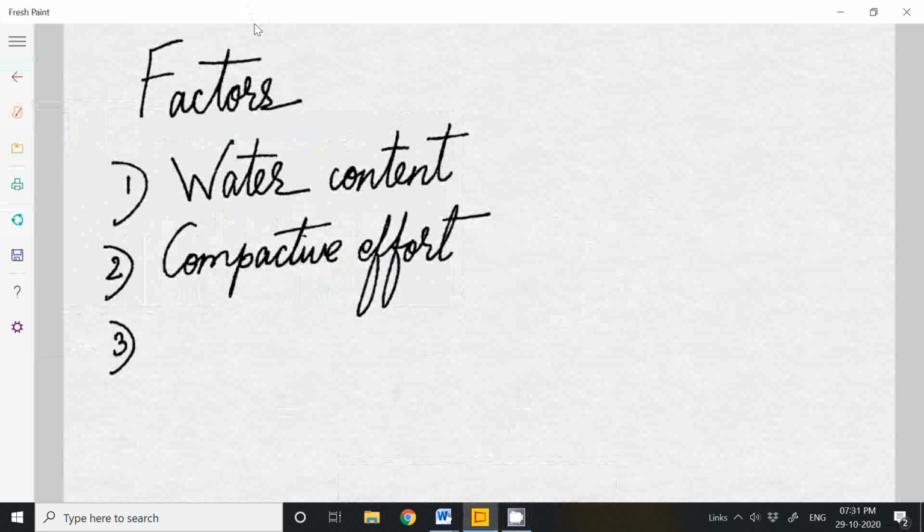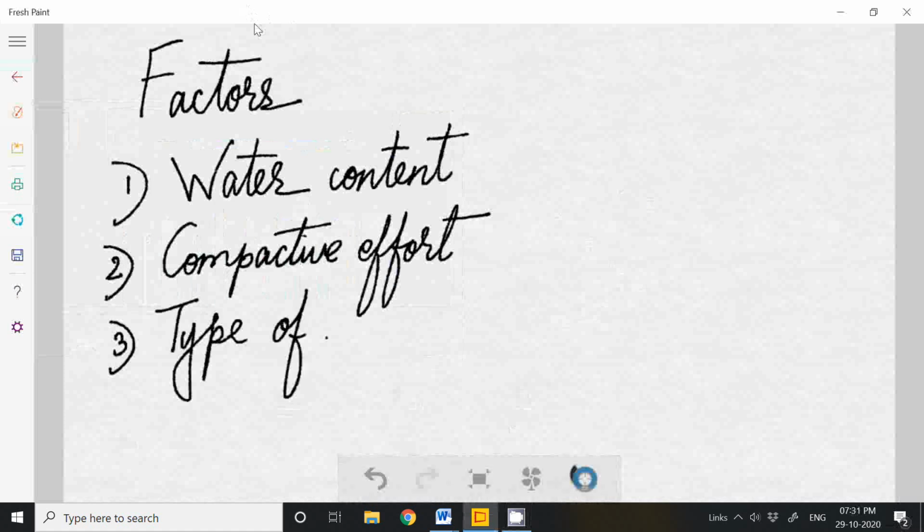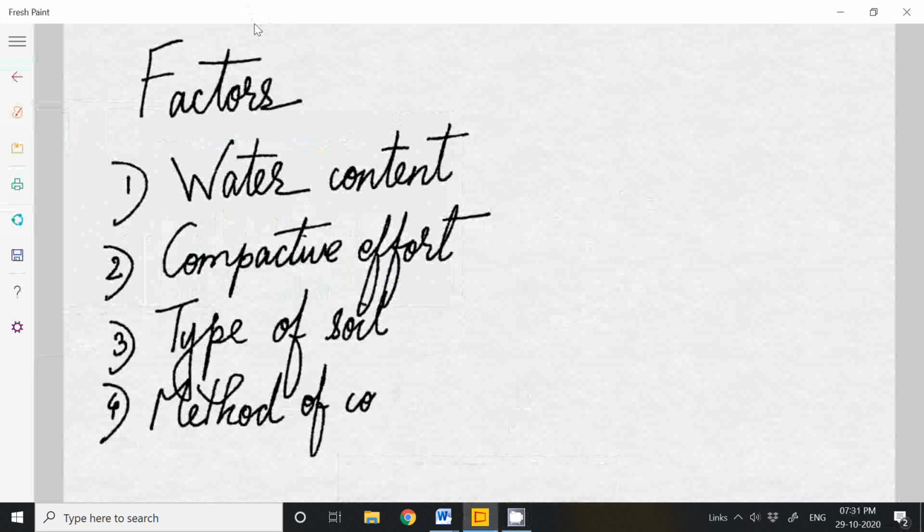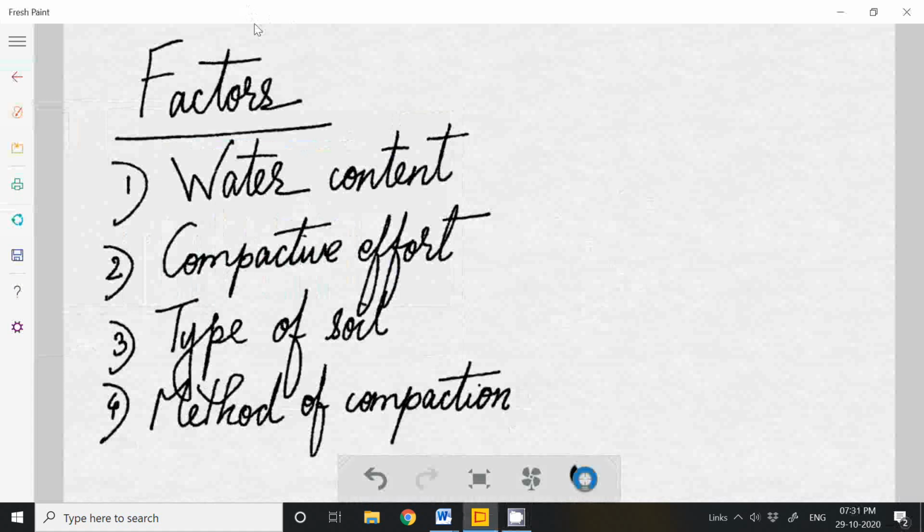number three, type of soil, and number four, method of compaction. What method you use for compaction, that also affects the compaction. Okay, so the factors affecting compaction are these.